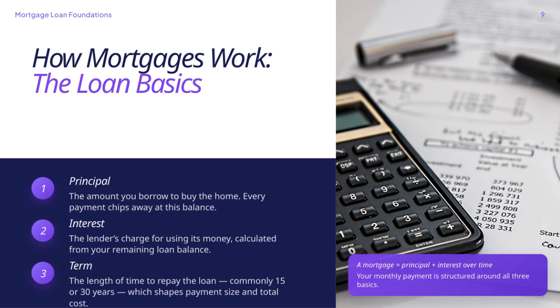Finally, the term is the length of time you have to repay your loan, usually either 15 or 30 years. This term has a big impact on your monthly payment amount and the total interest you'll ultimately pay over the life of the loan. When you put it all together, your mortgage payment is a combination of principal and interest spread out over your chosen term. Understanding these basics is crucial for managing your mortgage effectively.